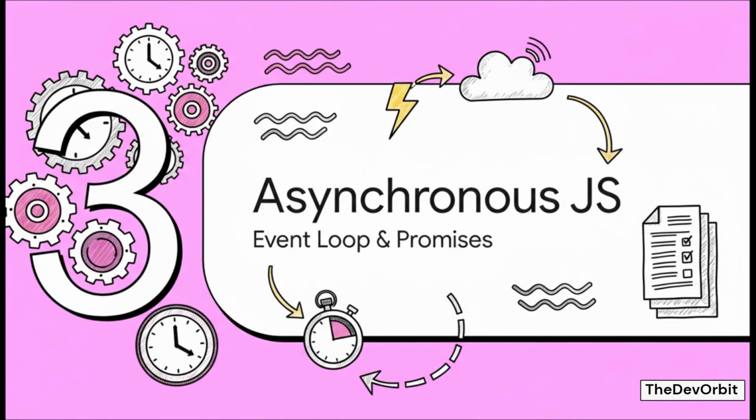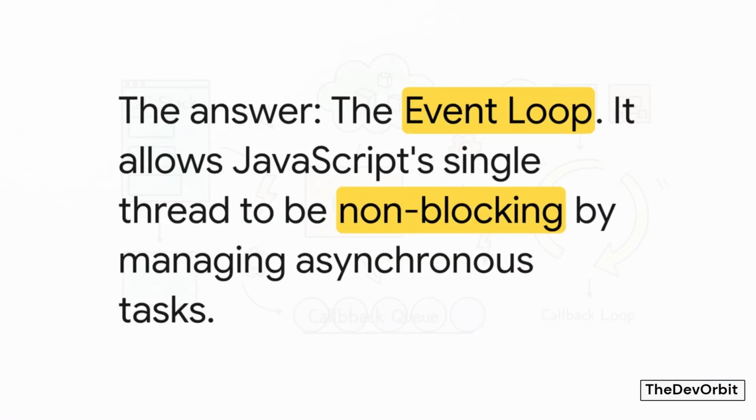Okay, let's circle back to something we said earlier. JavaScript is single-threaded. It does one thing at a time. So, what happens when you have to do something that takes a while, like fetching data from a server? How does it do that without just freezing the entire page? It seems impossible, right? Well, the secret sauce is the event loop. This is the absolute core of how JavaScript handles asynchronous stuff.